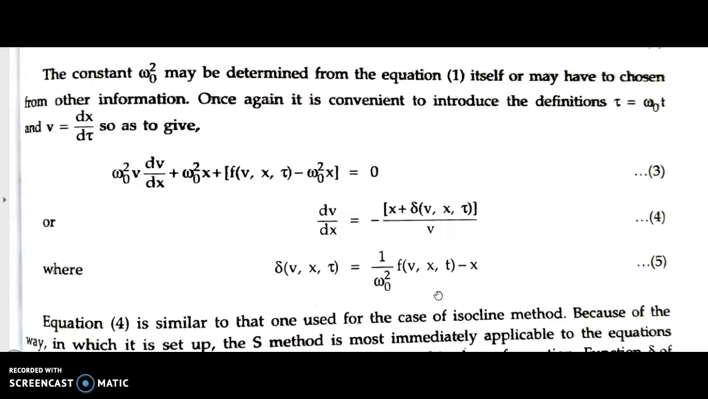It is not immediately applicable only to equations with oscillatory solutions, and it is not limited to this class of equations. The function delta of equation 5 depends upon v, x and tau. But it is assumed that tau is a constant for all small changes in these variables. Under this assumption, equation number 4 can be separated and integrated.